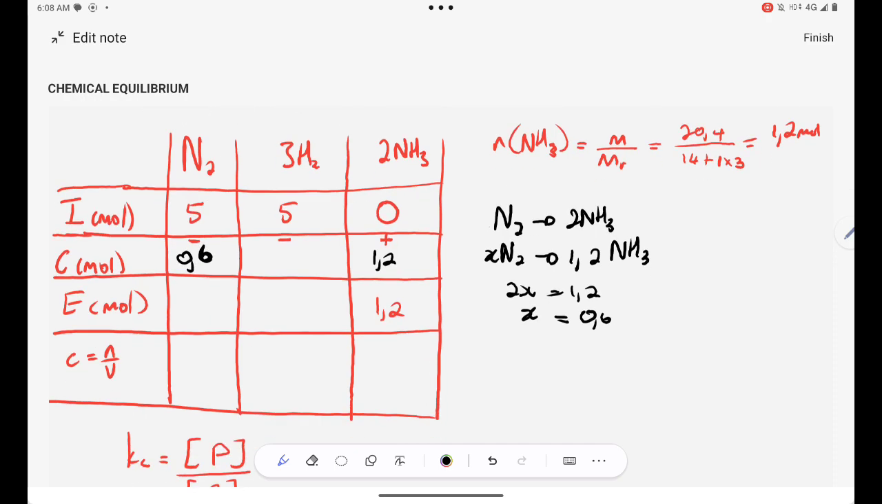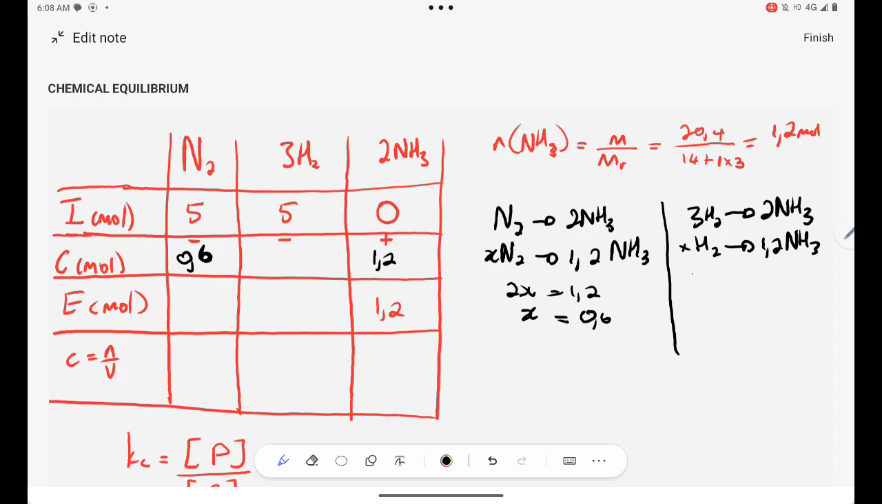0.6. Let's do the same thing for hydrogen. I need 3 moles of hydrogen to form 2 moles of ammonia. But now I did not form 2 moles, I only formed 1.2 moles of ammonia. I want to know how many moles of hydrogen I used.